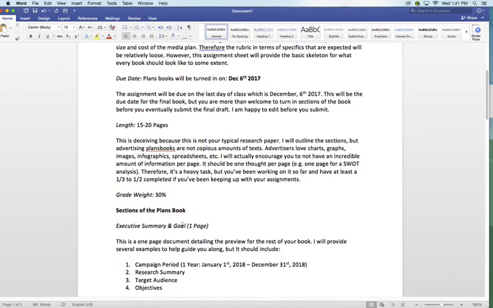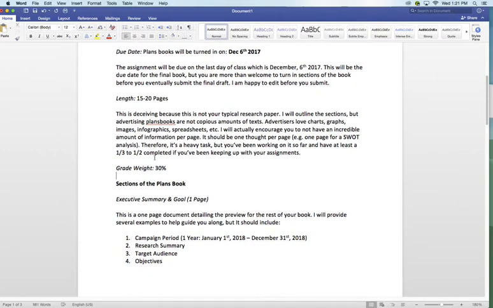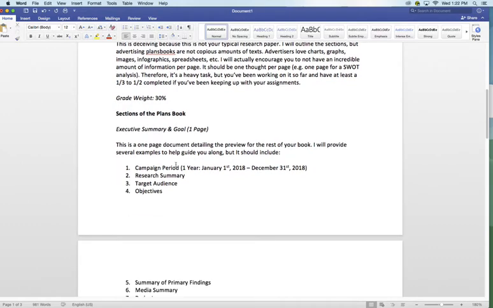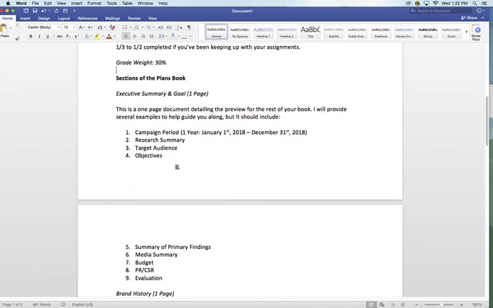So I do want to go over the sections of the plans book because I do think this is going to be really important in terms of the description of what I'm looking for within this project. So first thing first, like I said, you do want to have a cover and a table of contents. That was not included in here, but I'll make sure to write that in real quick before I actually put it to As You Learn. But first and foremost, you want an executive summary and a goal, and that's 1 to 2 pages.